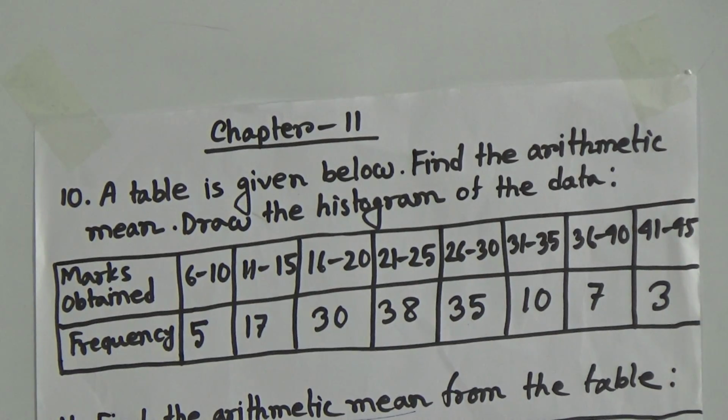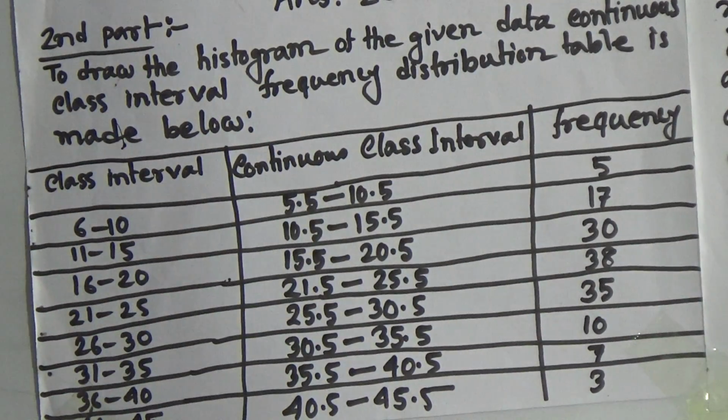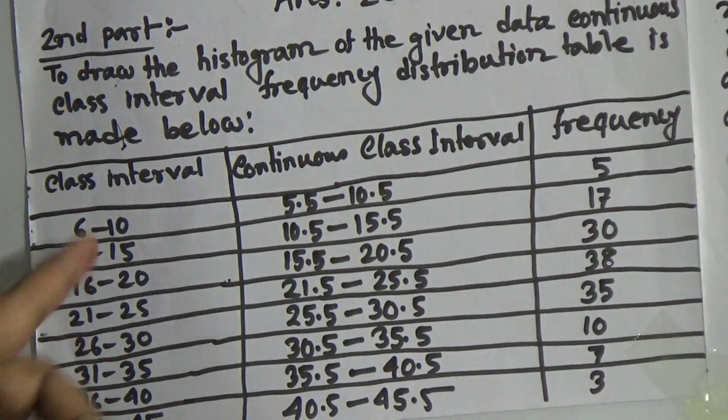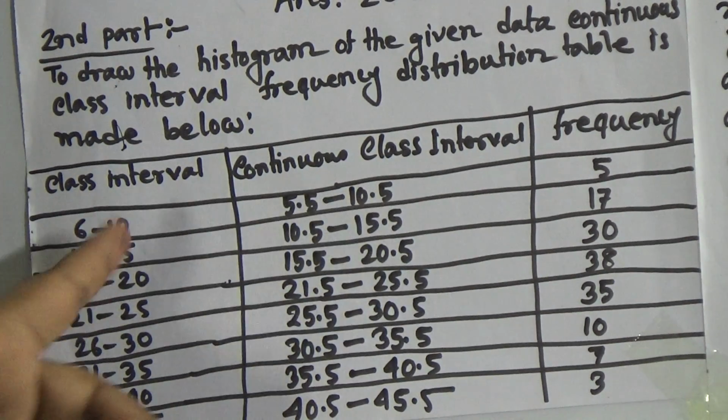So in order to solve that problem, at first we make a distribution table in order to find out the continuous class interval. Here you notice 6 to 10. In order to find out the continuous class interval, we subtract 0.5 from the first number and then add 0.5 to the last number.